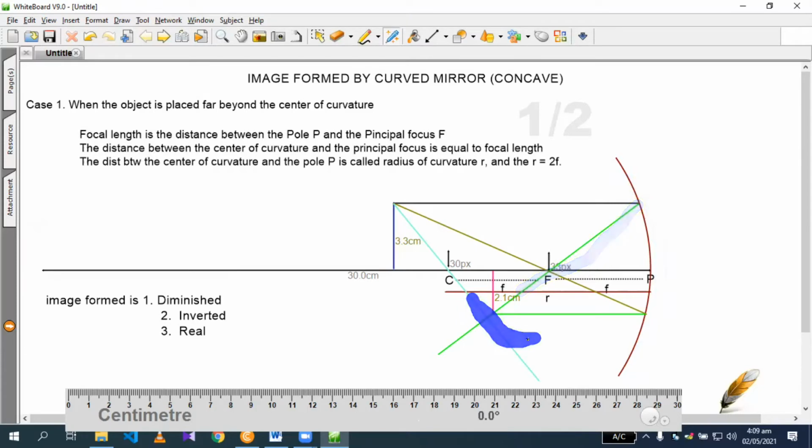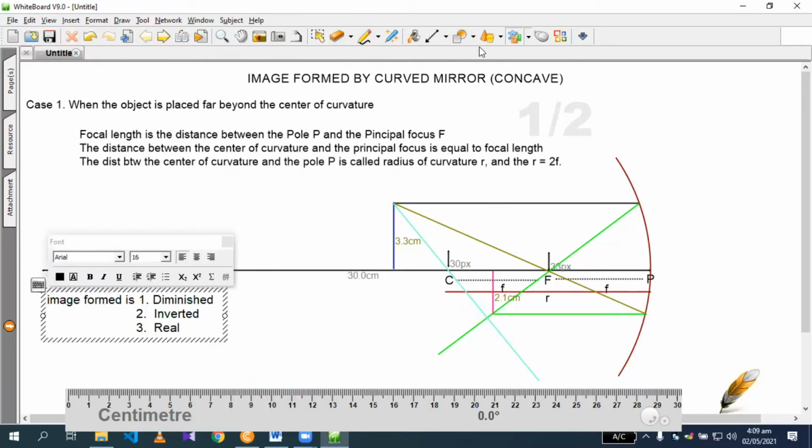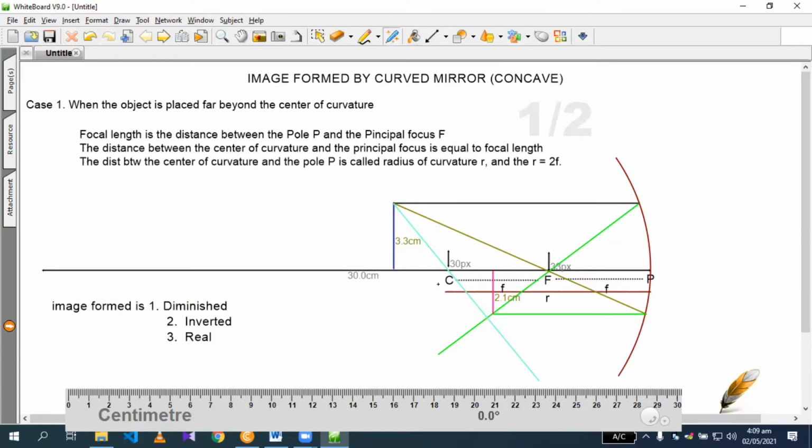The image is diminished, inverted, real, and what? Then what about the location? What is the location of the image? The image is formed where? It is formed between the center of curvature. Look at it. This is our image, and it is formed between the center of curvature and the principal focus.